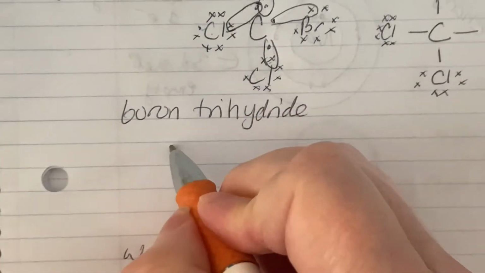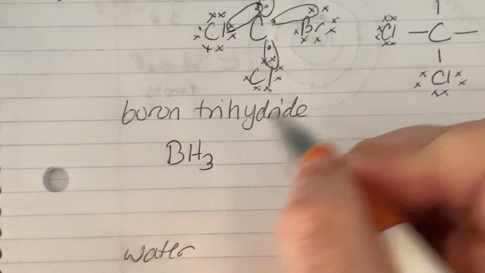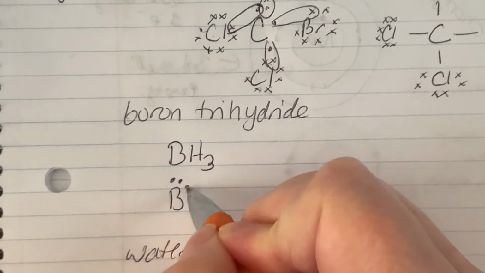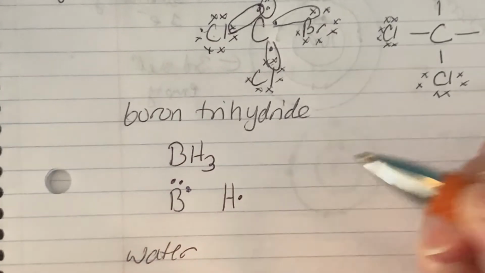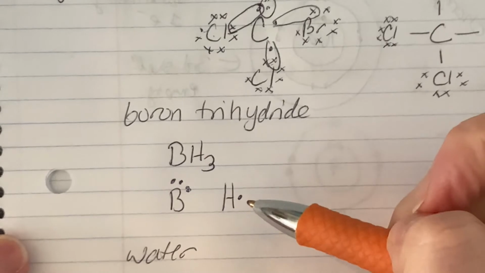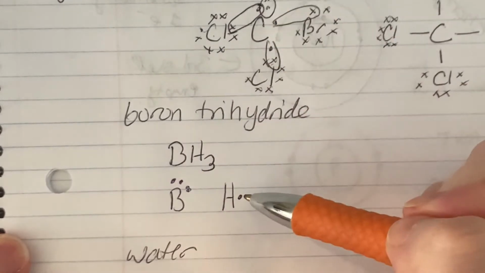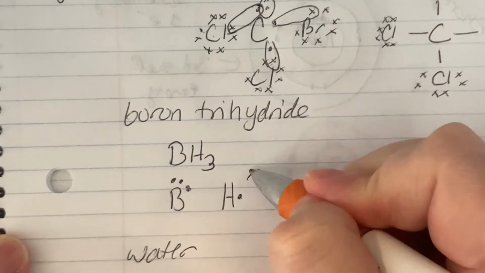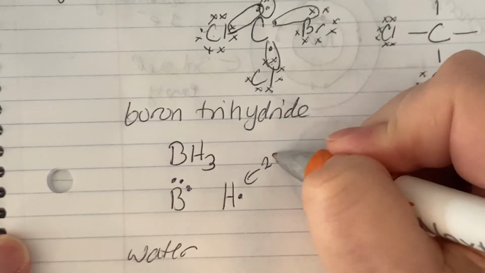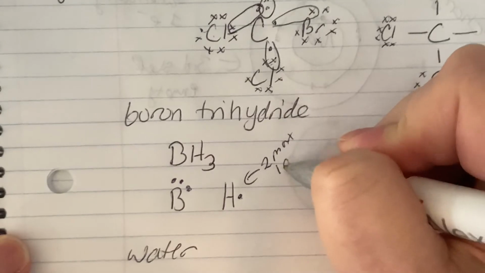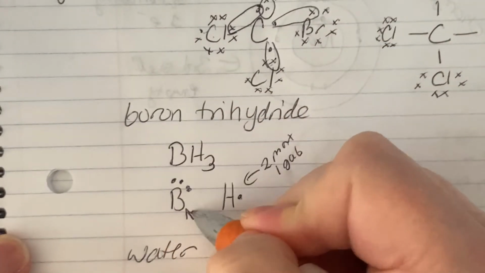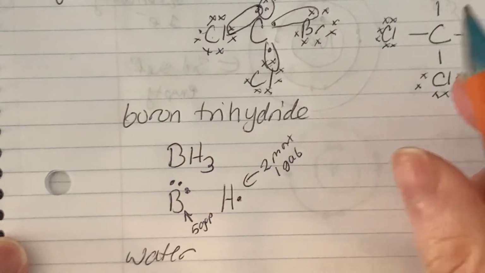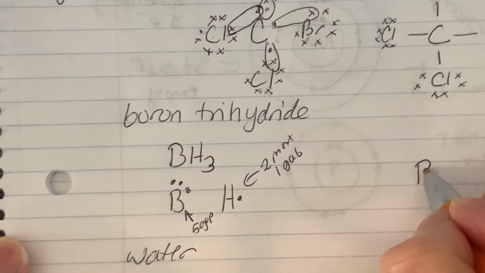Boron trihydride, BH3. Boron is group 13, so it has 3 dots. Hydrogen's group 1, 1 dot. Okay, who has the most gaps? Now, some people always want to say hydrogen's the most gaps. Remember, hydrogen is in period 1. He only has 2 max, so he still only has 1 gap. Whereas boron has 5 gaps. So boron is still going to be your central atom.